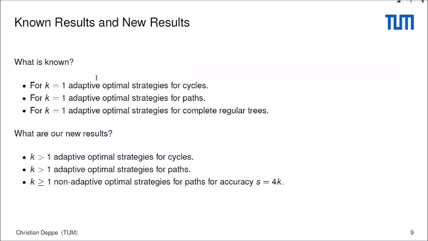What is known in our model I described here? For k equal 1, adaptive optimal strategies are known for cycles, for paths, and for complete regular trees. And I want to present to you our new results. We give you an adaptive optimal strategy for cycles if k is greater than 1, and also an adaptive optimal strategy for paths if k is greater than 1. Furthermore, I will give you a non-adaptive optimal strategy for paths of accuracy s equal 4k, and I will show you that a better accuracy is not possible.